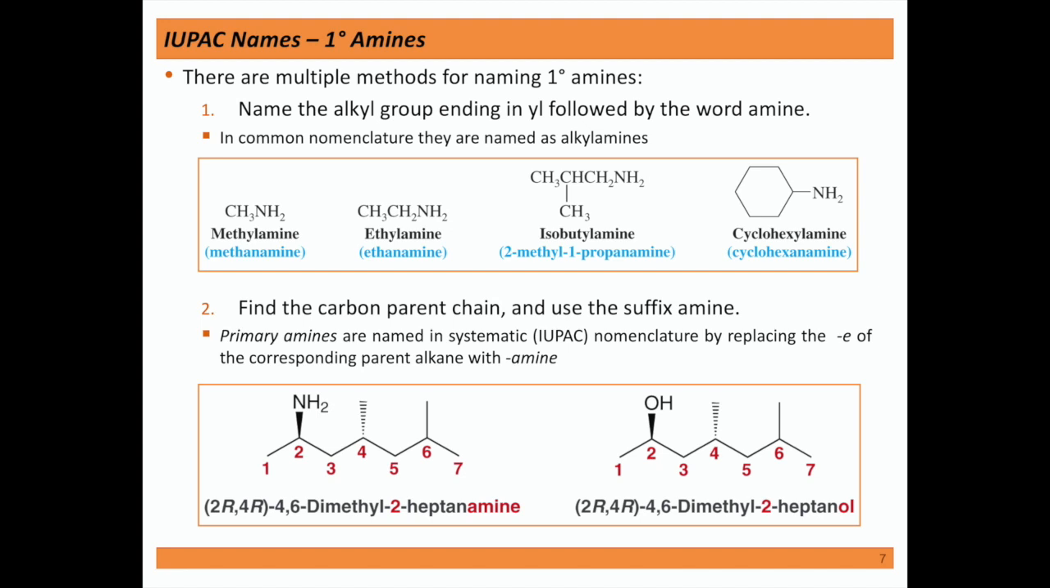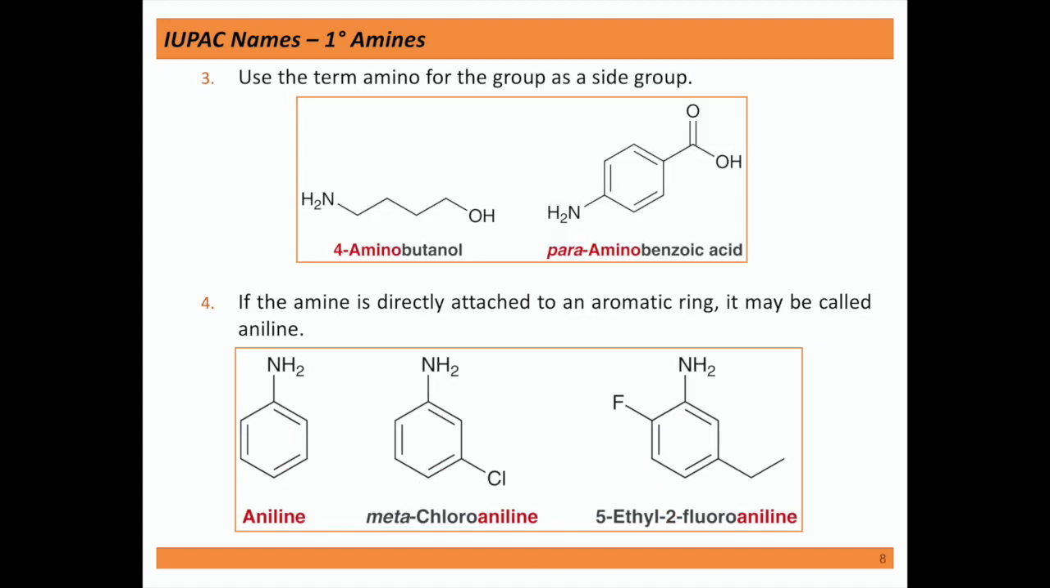4,6-dimethyl-2-heptanamine. If we replace that amine with an OH, it would be 4,6-dimethyl-2-heptanol. So alcohols for alcohols, amines for amines. Now the question comes, who has higher priority? And we've talked about this before. The more oxidized you are, the higher priority. So carboxylic acids have higher priority than alcohols, and alcohols have higher priority than amines.